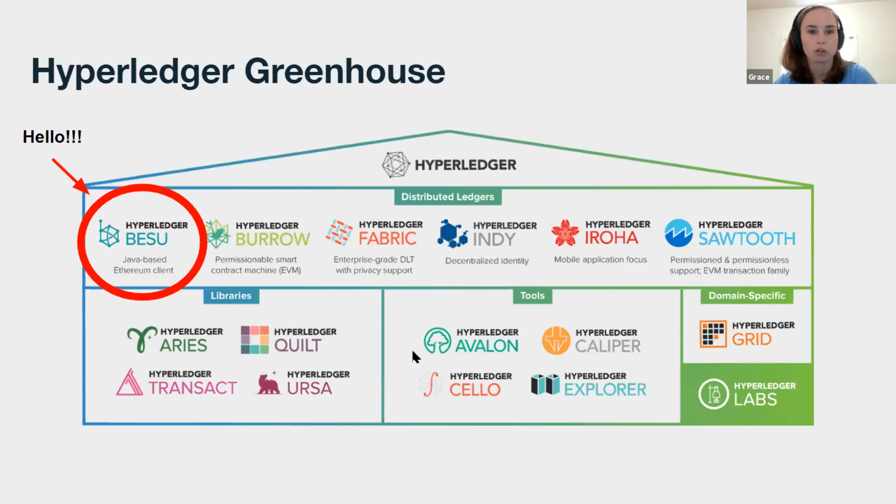This is the Hyperledger greenhouse, just in case you all were wondering where Besu fits into it. You'll see us on the far left. Basically, we're one of the distributed ledger options within the Hyperledger greenhouse.